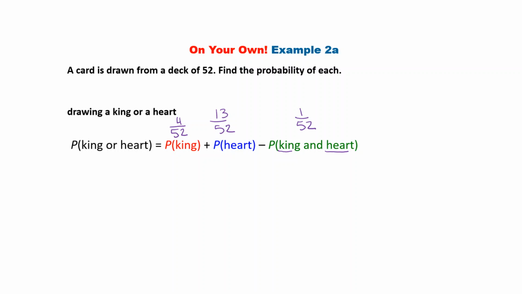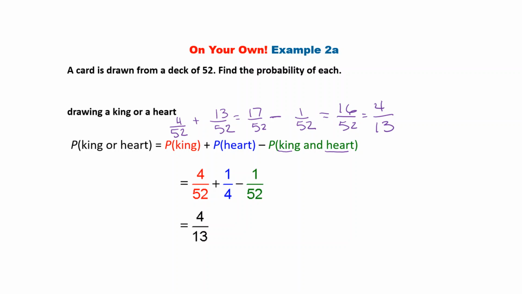All right. So when I add my 4 out of 52 plus my 13 out of 52, I get 17 over 52, minus 1 over 52 is 16 over 52. And 4 goes into that 16 4 times. 4 goes into 52 13 times. So we can see that the answer is 4 out of 13.